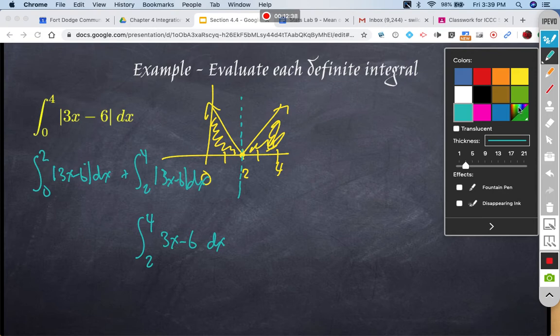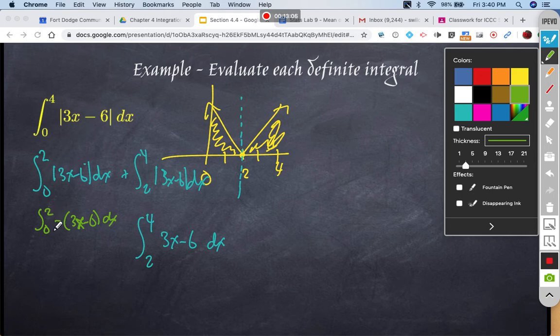On this side, if x is less than 2, this is a negative number, so I take the opposite. Sorry, over here. I get the opposite. So this is going to be the integral from 0 to 2 of the opposite of 3x minus 6. I can get rid of that absolute value by taking the opposite of what's in there, because that's what the absolute value will do here.